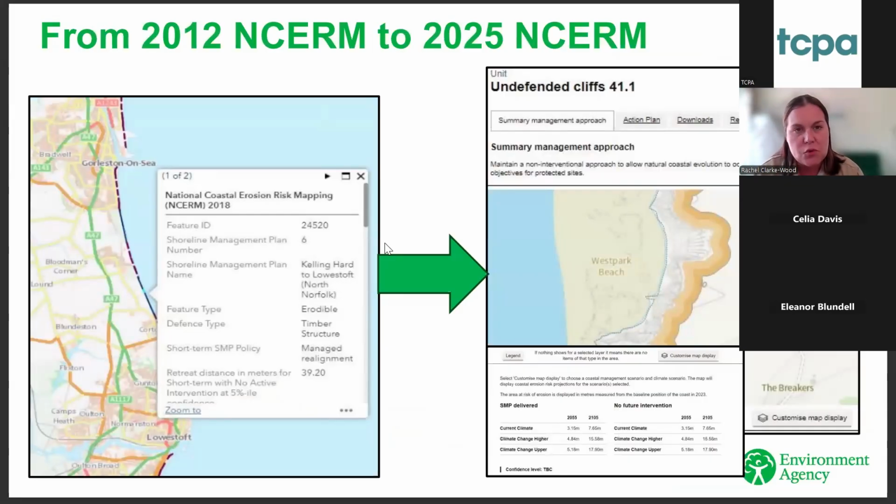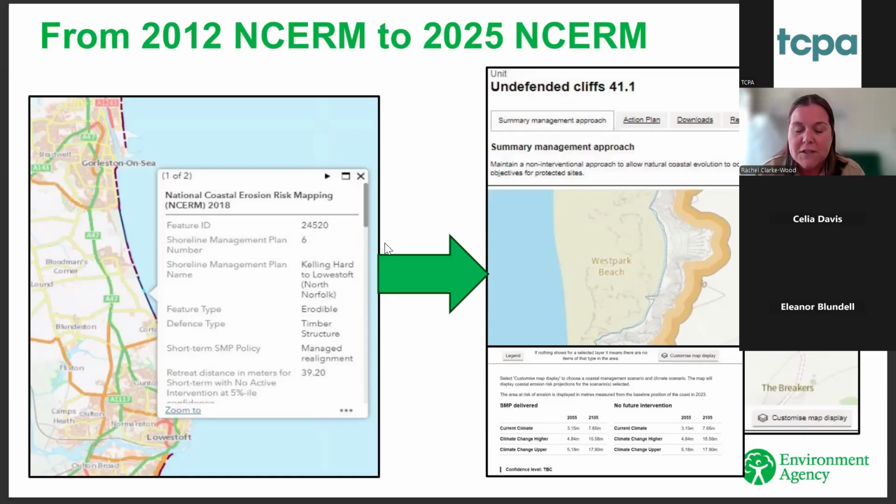This is a visual of the previous NCERM and the new NCERM. As you can see on the left-hand screen compared to the right, the right is the new NCERM detail. It makes it easy to understand and more visually interactive, and you can see on screen the detail and the SMP information sitting alongside the coastal erosion information. Again, making it easier to understand and more accessible.